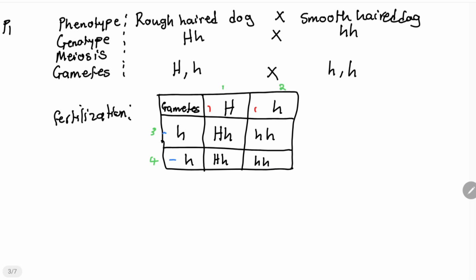Right? Now to continue with my genetic cross, in the side here, I'm going to write F1. F1 simply represents the offspring of the first generation. In front of F1, I have to write genotype.